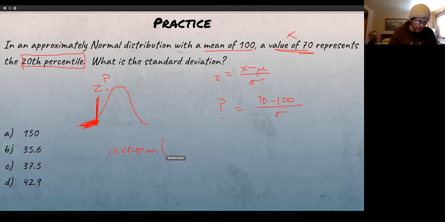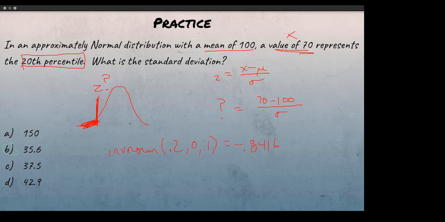And I'm looking for the 20th percentile. So that's 0.2 with 0 and 1 as the mean and standard deviation. So we can navigate our way through that. And when I do the 0.2, I end up with a z-score of negative 0.8416.